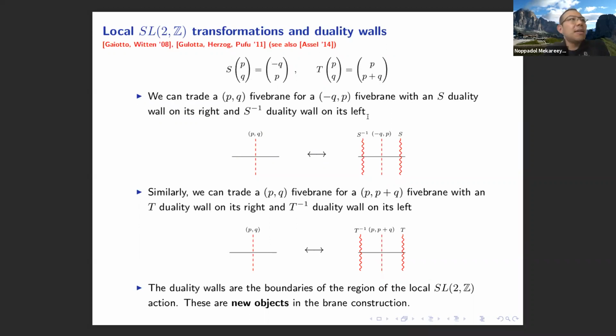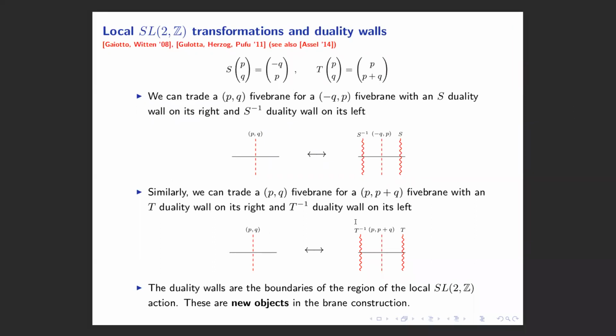So what does it mean here? One interpretation is that if you introduce the (P,Q) brane, you can trade it with this system. Meaning that you can trade (P,Q) with the (Q, minus P) system in between the S and S inverse walls. So basically the duality wall just introduces a boundary of the region where the local SL(2,Z) action is performed, right? So you introduce this as a new object in the brane system, and then you look at the action.